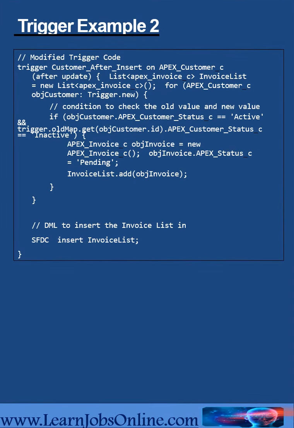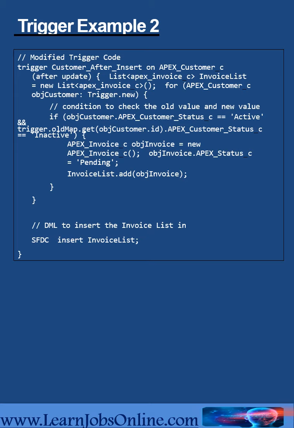Now let's move to trigger example number 2. This trigger will execute when there is an update operation on the customer record. Suppose the invoice record needs to be inserted only when the customer status changes from inactive to active, and not every time. For this, we can use another context variable, trigger.oldMap, which will store the key as record ID and the value as old record values.